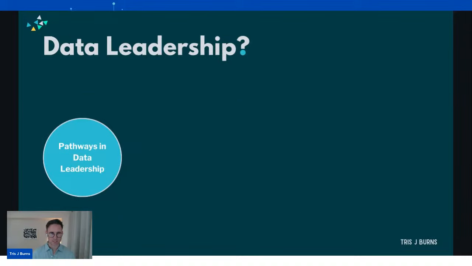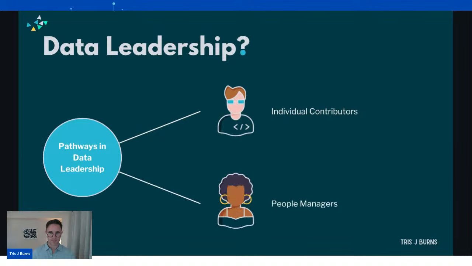Okay, so we do need to define this. What is data leadership? There really are two pathways within data leadership: individual contributor and people manager. An individual contributor is someone who is, generally speaking, more technically oriented. They are extremely aware and capable in a technological sense. They lead the organization by advising and giving insight as to what technologies might be suitable to invest in and deploy, how things might be done extremely well, and so forth.